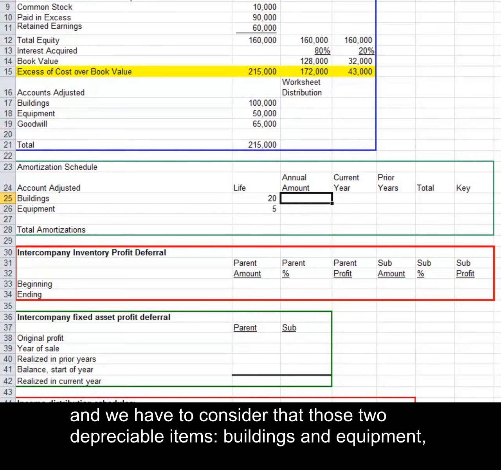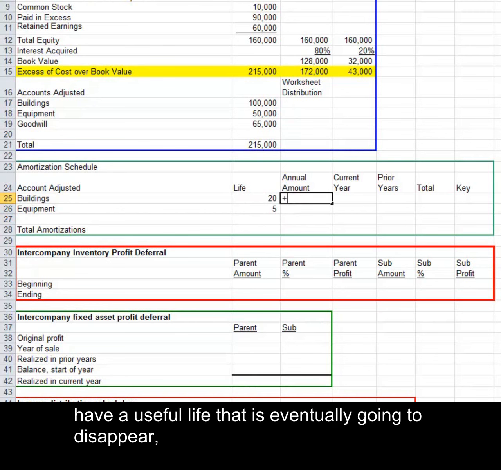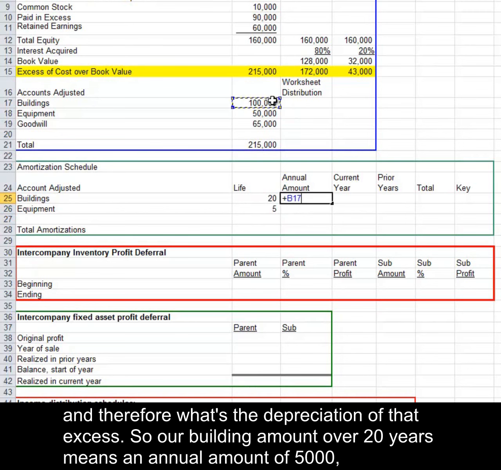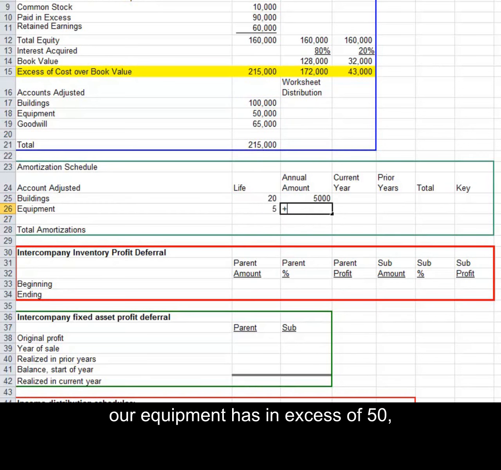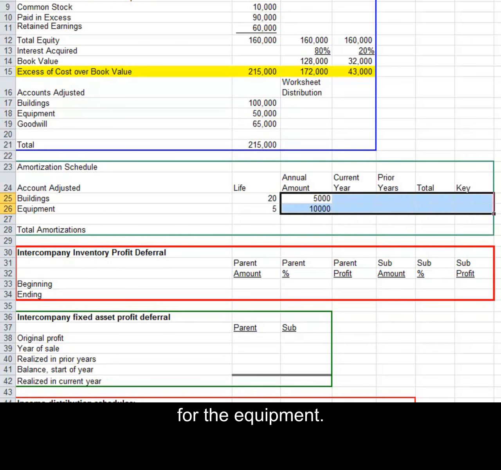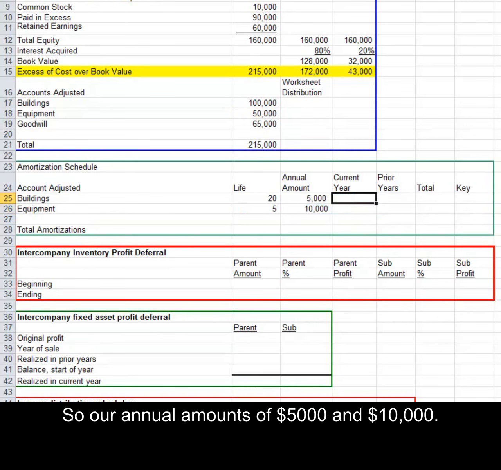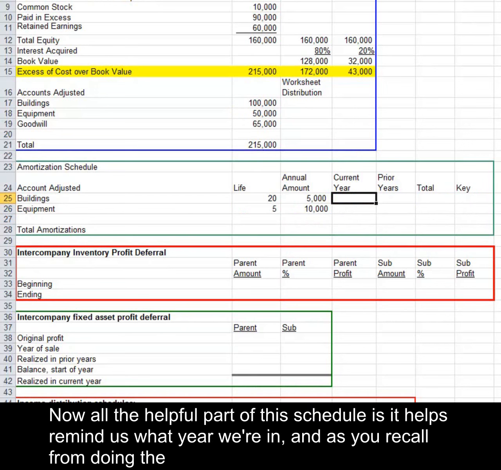So the amortization schedule here is our A entry, and we have to consider that those two depreciable items, buildings and equipment, have a useful life that is eventually going to disappear, and therefore what's the depreciation of that excess? So our building amount over 20 years means an annual amount of 5,000. Our equipment has an excess of 50 over a 5-year life means 10,000 for the equipment. So our annual amounts are $5,000 and $10,000.